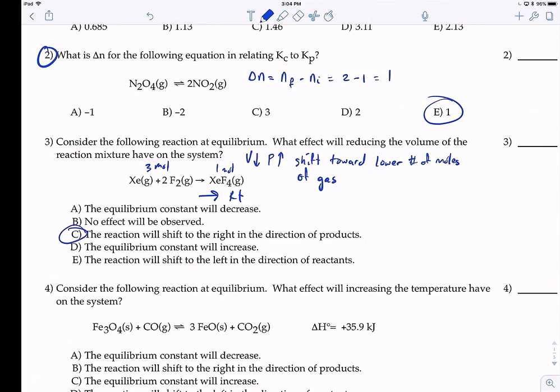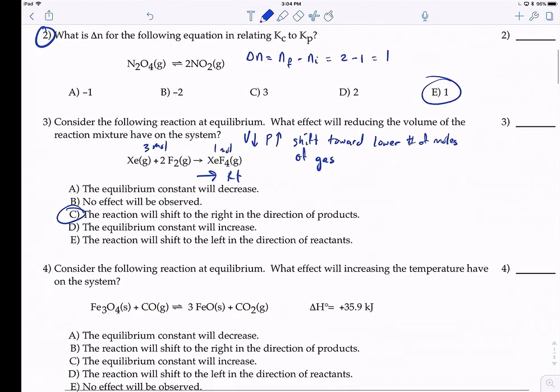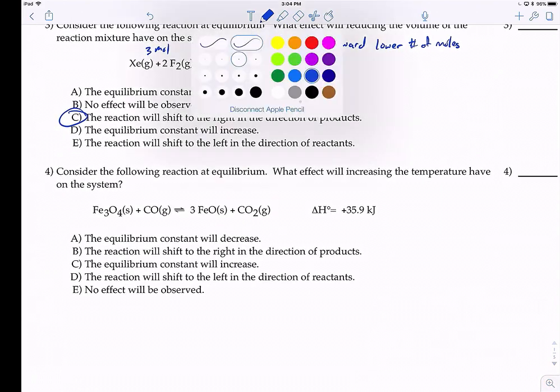Is that making sense? Questions on this one? Please do not be afraid to ask questions. Nope. Okay.